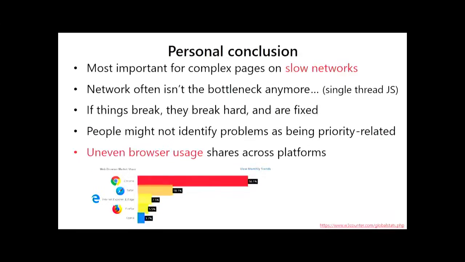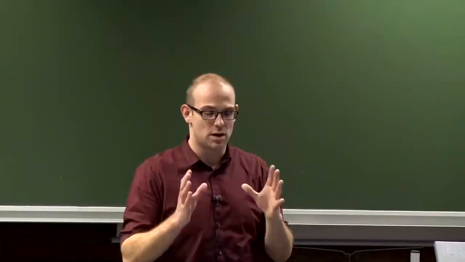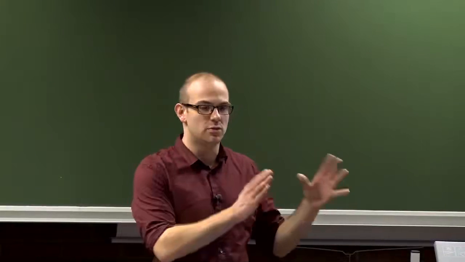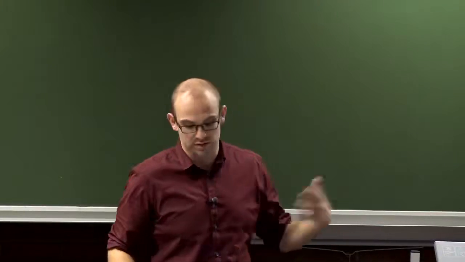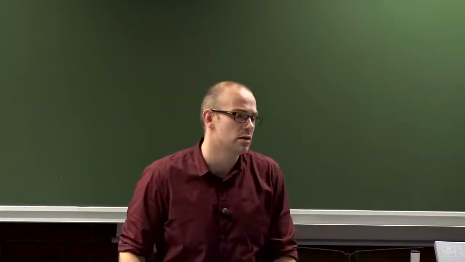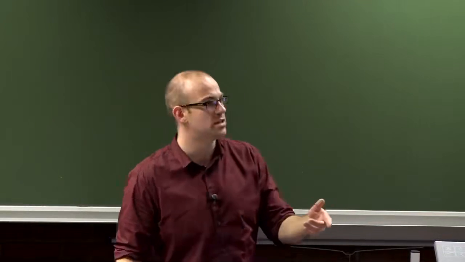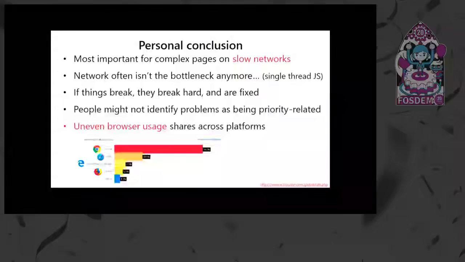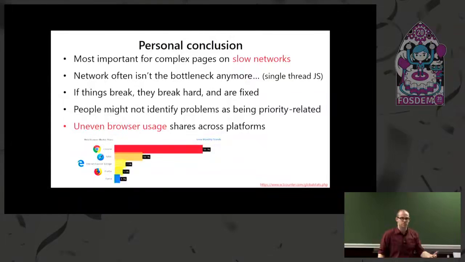The second thing is that even if you have a problem at the network, it's often not the bottleneck. If you're shipping 5 megabytes of JavaScript to your mobile device, it's probably going to be stopped at the main thread processing, and you might not even have a problem at the network, even if it's suboptimal. It could also be that if something breaks in this prioritization stuff, it breaks very hard, it's very obvious, and people fix it quickly without thinking too much about it.